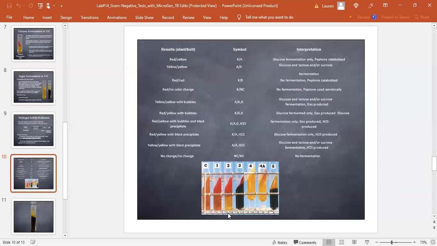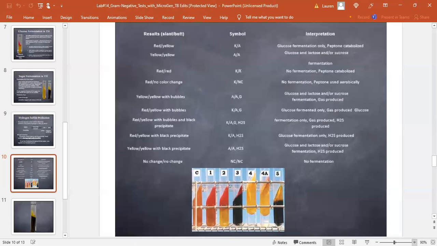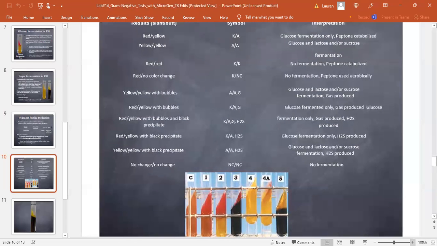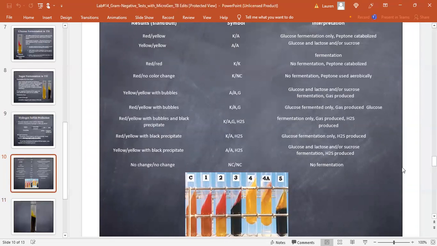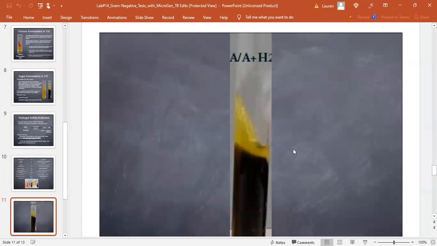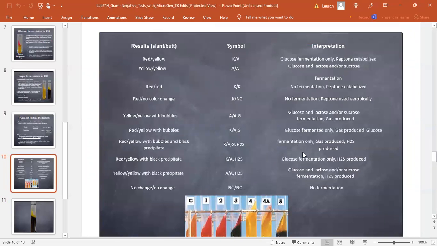Okay. So let's go on to the third tube. I'm going to try to zoom a little bit more. There we go. All right. I hope that this is helping-ish.